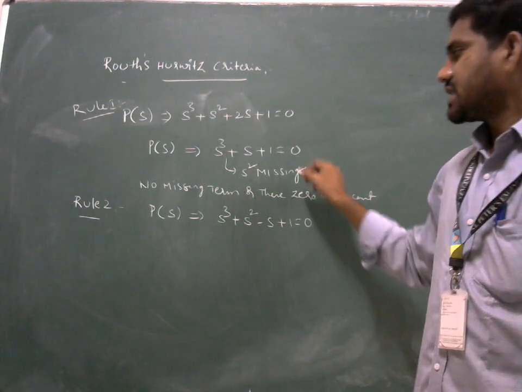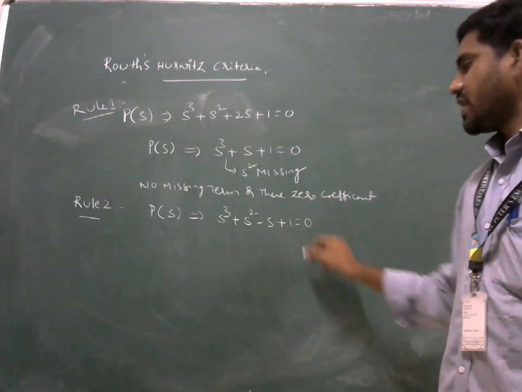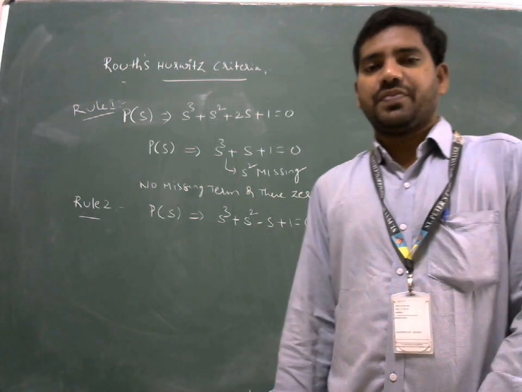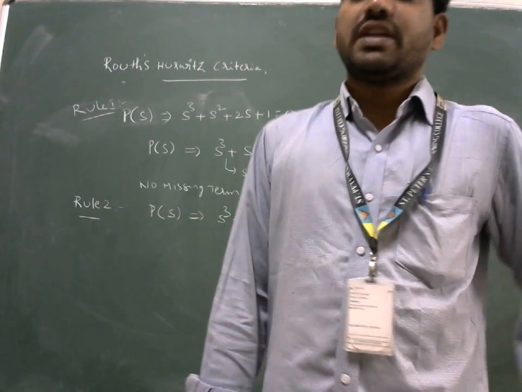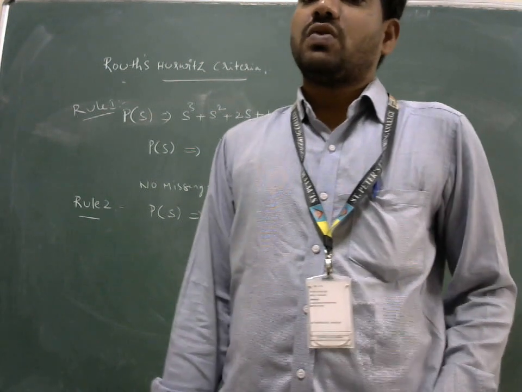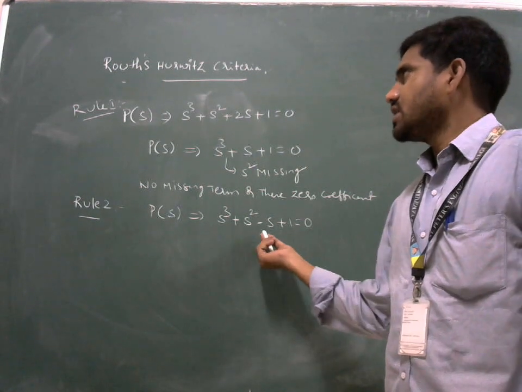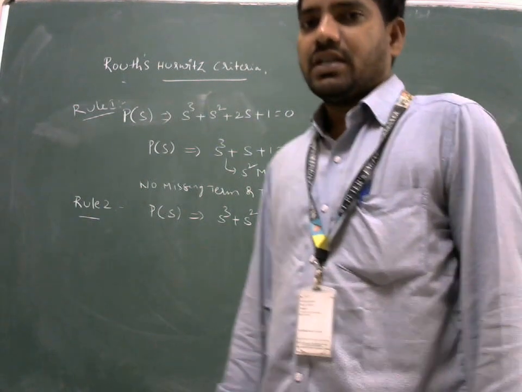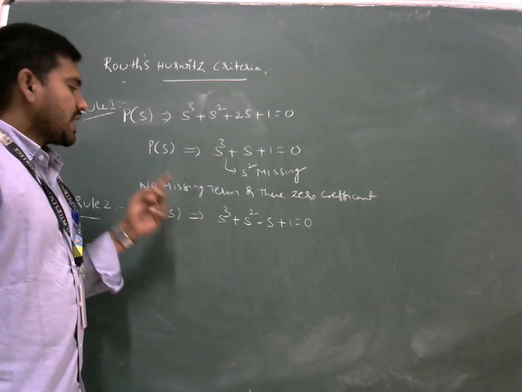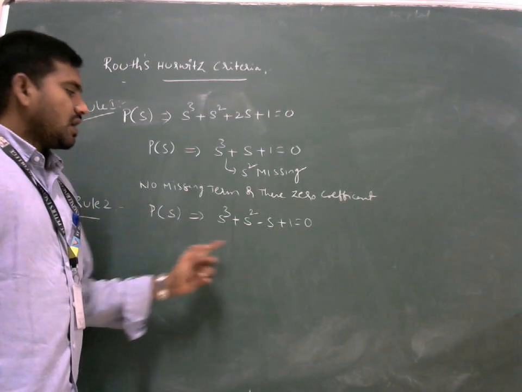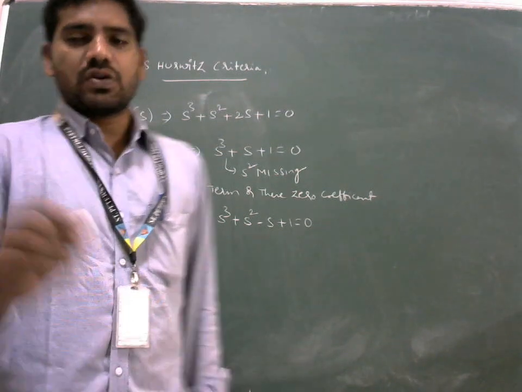The first condition is that there is no missing term, and the second condition is that all coefficients must have the same sign. The coefficients of s power n, s power n minus 1, s power n minus 2, and so on down to s power 0, must all be negative or all positive. Then only can we use the Routh-Hurwitz criteria. Those are the two rules: no missing term, and no sign changes in the coefficients.